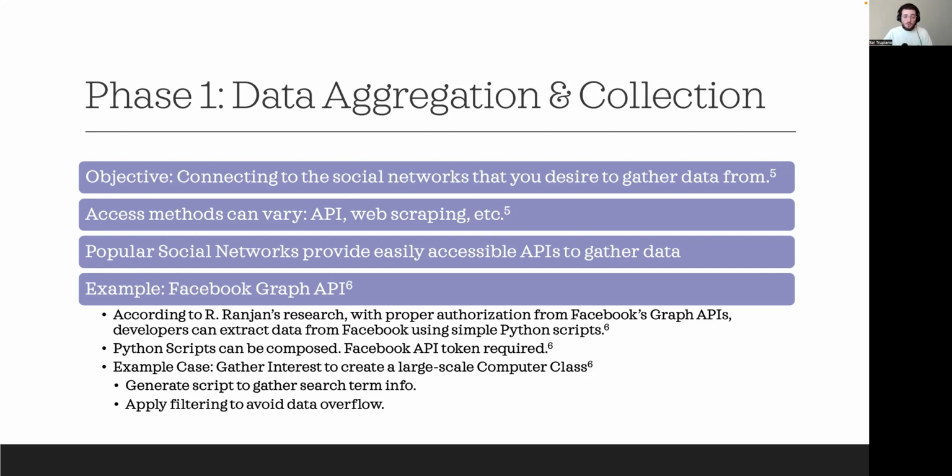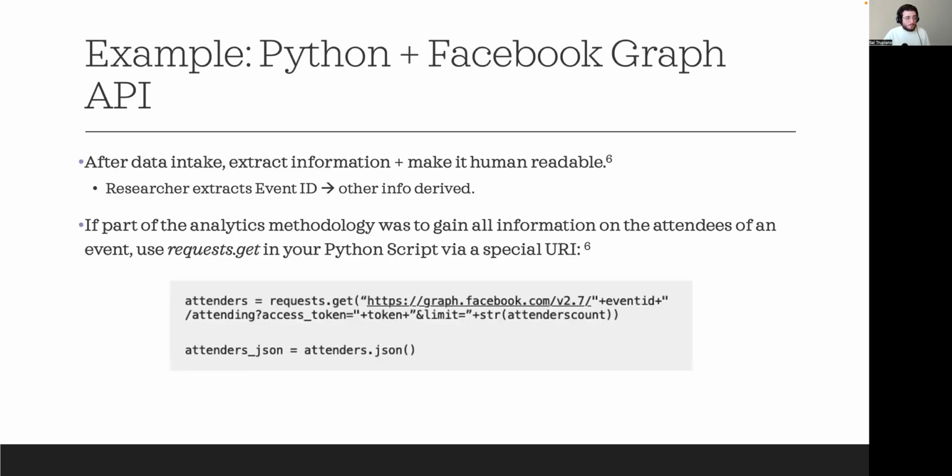As a business, you could easily compose Python scripts using the Facebook Graph API to gather that data by using specific keywords such as "computer class", in quotes, right? It is necessary to limit the amount of search results you gain to both keep the results accurate and to prevent too much data intake. So we will apply filtering in that regard. And just a quick note, you have to have a required token issued by Facebook's API to do this.